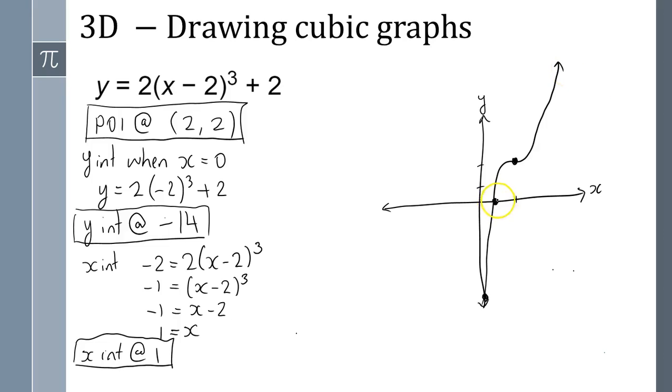So my points I'm going to label if they're on the line with just numbers, so 1 and -14. And if they're hanging out in the middle of nowhere like this, I'm going to use a coordinate, so 2, 2. And that's it. Okay, so we've gone through x-intercepts, y-intercepts, point of inflection, and graphing. Okay? So if you want a bit more practice, have a look at the examples and work through them using the videos if you need to, and then have a go at the textbook one as well.